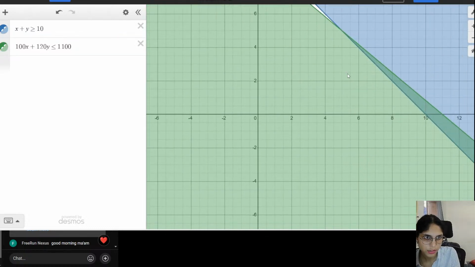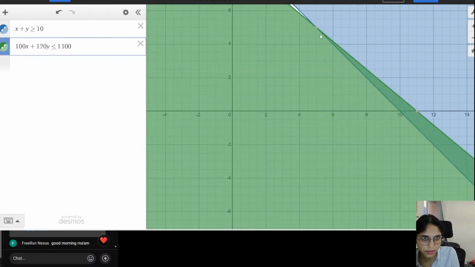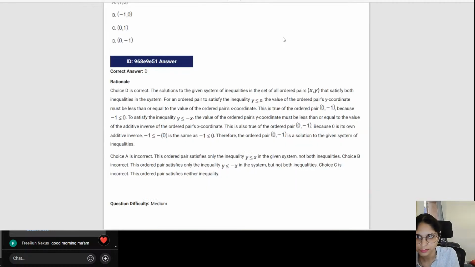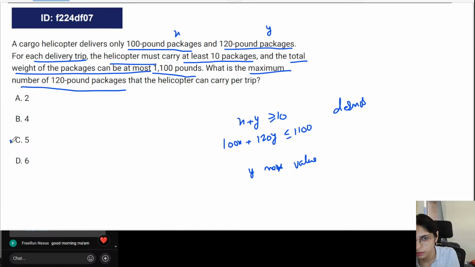So if you see, this is your shaded portion and this is the point. So the maximum y value is 5 because if you see, everything is going down from 5. So your corner point is 5 comma 5. Corner point is your point of intersection. So y is equal to 5. Got it?